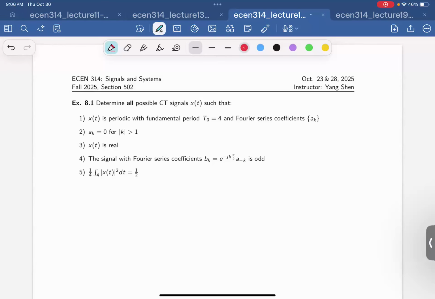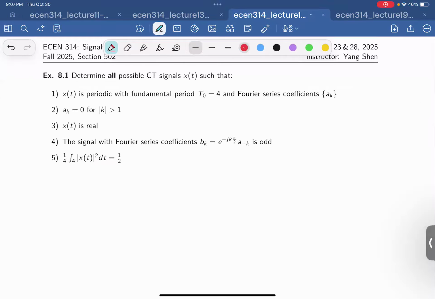Then it's like solving a detective crime scene. As a detective, you have to use these clues to find out what that signal actually is. So again, this is a good example to remind us of these properties about continuous time Fourier series, which are very similar to those properties of Fourier transforms, Laplace transforms, and so on. Okay, let's get started. So first of all, x of t is periodic.